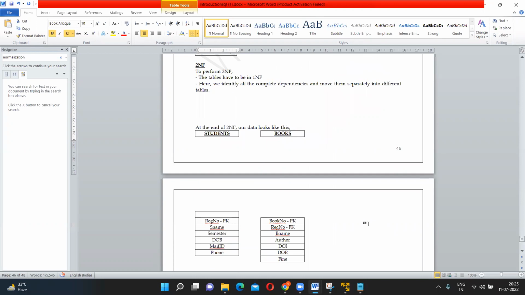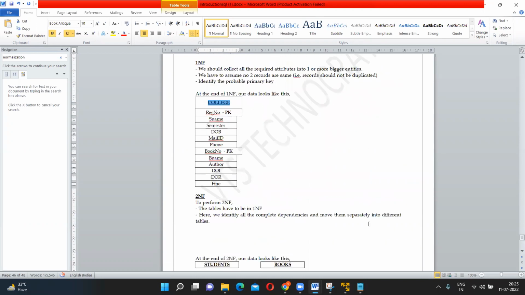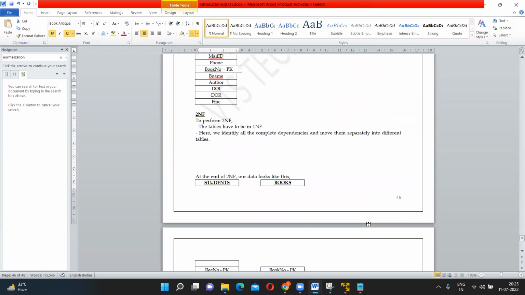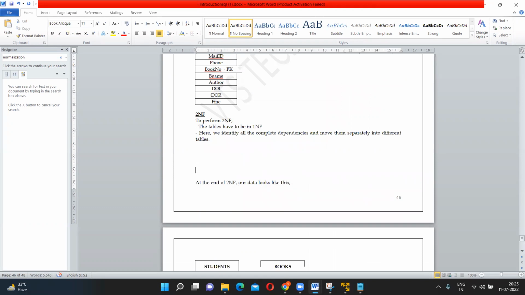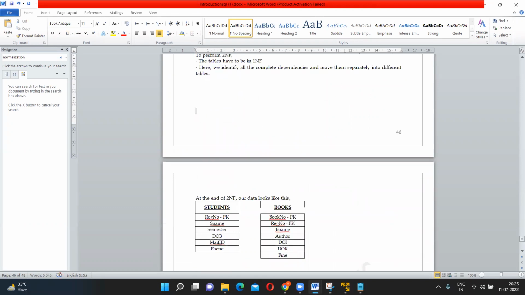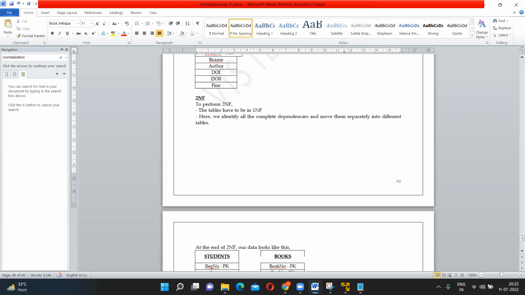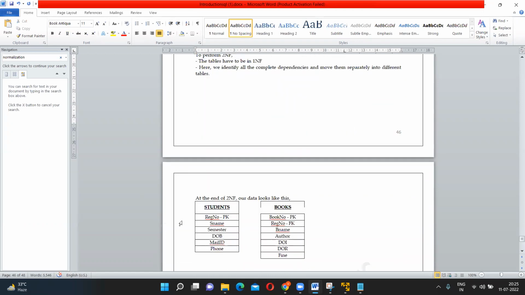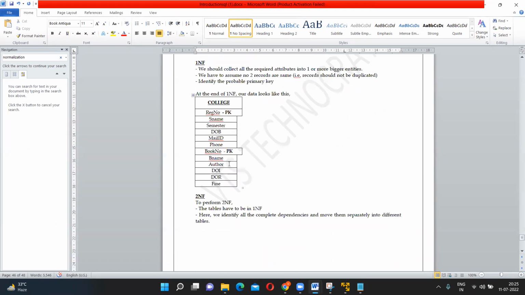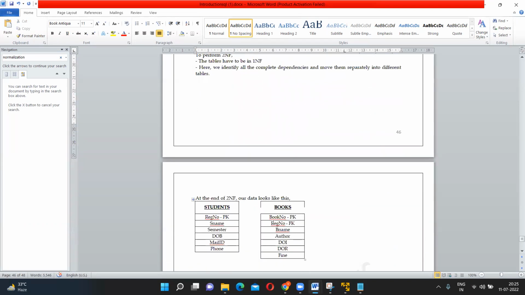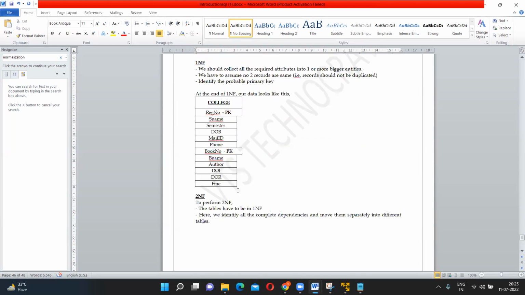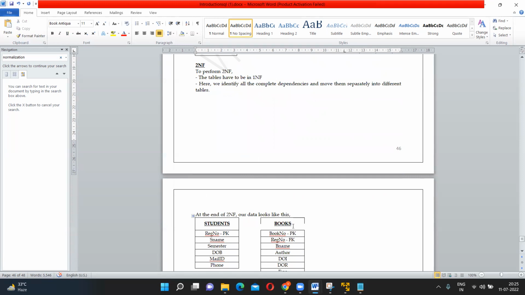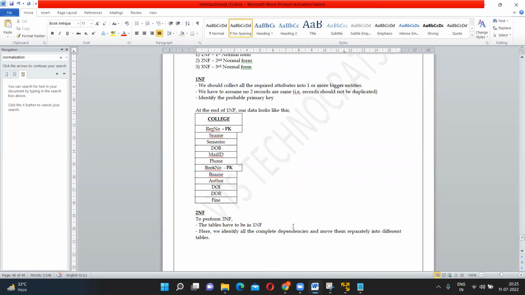So how will we split it? There will be two things. We can split the table. First table we will prepare for the students, with registration number. Next table I'll create for the books, with book number. So here this bigger table is divided into two tables: one is the student table and one is the book table. That is the output of the first normal form.